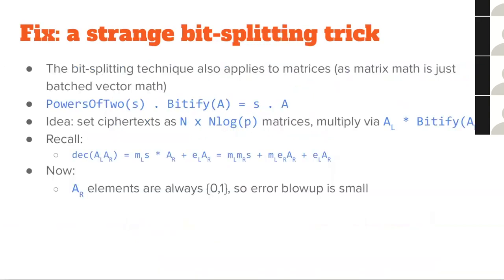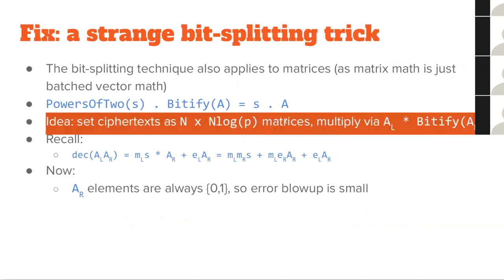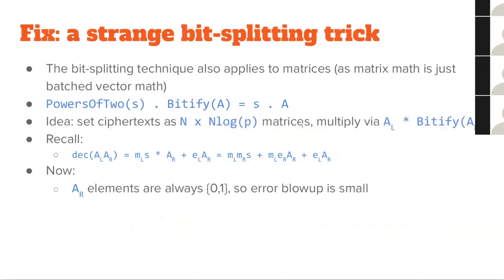So the bit splitting technique also applies to matrices because matrix math is basically just batched vector math, right? And so powers of 2 of s times bit of phi of a equals s times a. Actually, this should be a dot. This should be just actual matrix multiplication. And so what we're going to do is, instead of doing AL times AR, we're going to do AL times bit of phi of AR, right?